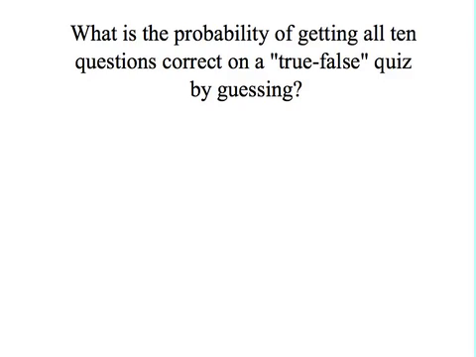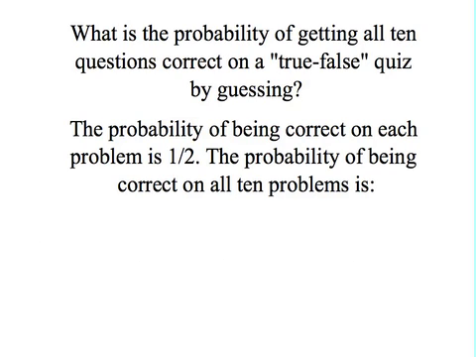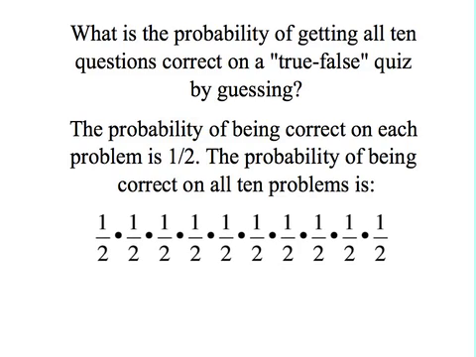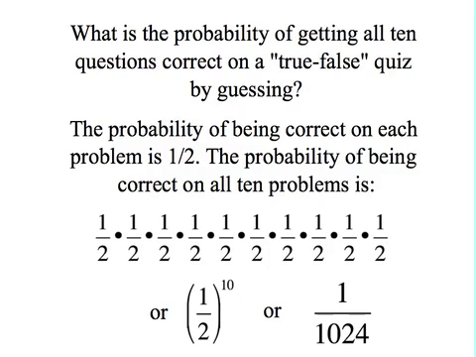So let's expand on that and try to find the probability of getting all 10 questions correct on a true-false quiz by guessing. The probability of being correct on each problem is 1/2. But the probability of being correct on all 10 problems, we have to multiply that probability for each problem. And since there's 10 problems, it's 1/2 times itself 10 times, or 1/2 to the 10th power, which if carried out is a 1 over 1,024 probability of getting a perfect score by guessing on a 10-question true-false test. While you would likely get quite a few problems right, the probability of getting all 10 right is not so good.